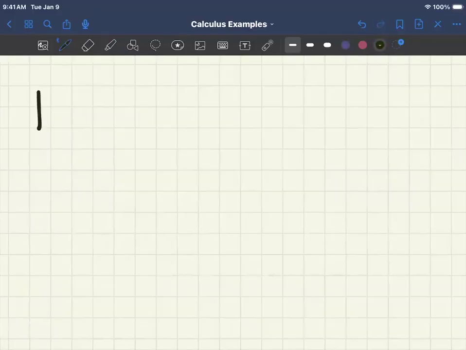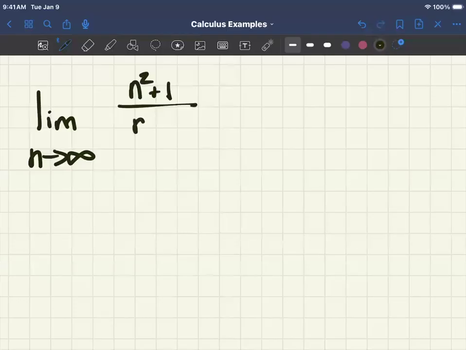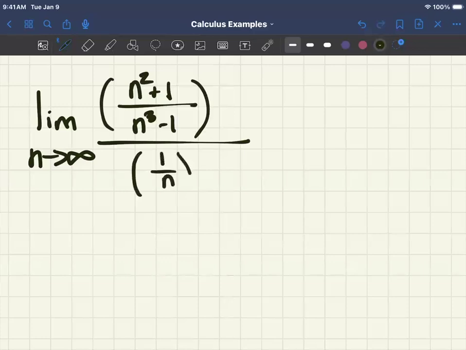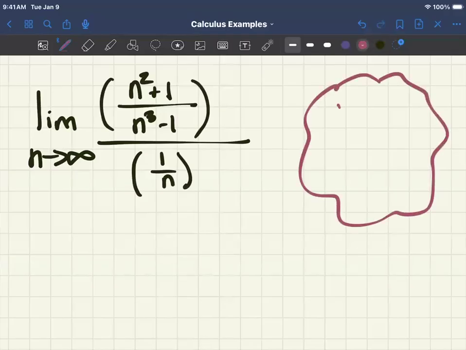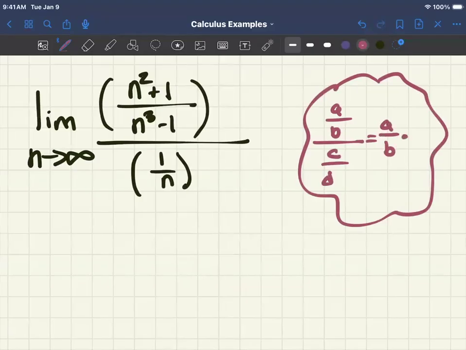We are going to take the limit as n goes to infinity, and we want to put our series on top, although it really doesn't matter, (n squared plus 1) over (n cubed minus 1). And the series we want to compare it to, 1 over n, on the denominator. One of the nice things, always a good tip: if you've got a fraction divided by another fraction, all you have to do is flip and multiply.